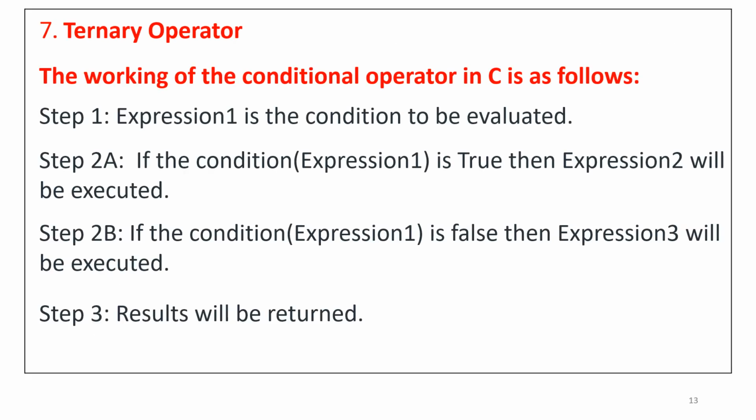Next comes the ternary operator. The working of the conditional operator in C is as follows. This is otherwise called the conditional operator. Expression 1 is the condition to be evaluated. If the condition is true, then expression 2 will be executed. If the condition is false, then expression 3 will be executed. At the end, the result will be returned.